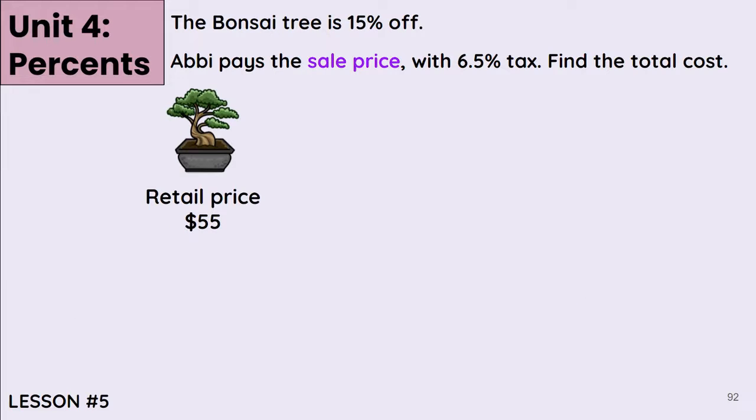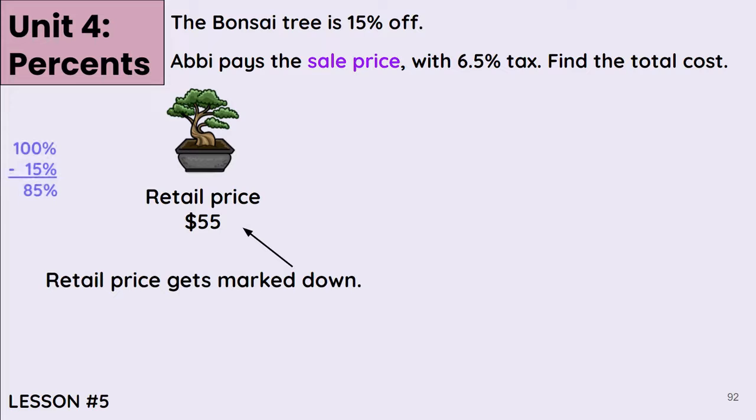All right, the bonsai tree is 15% off. Abby paid the sales price with 6.5% tax. Find the total cost. So first, Abby was going to have to pay 100%, but now it's 15% off, so she only has to pay 85%. So go ahead and do 85% of that price.